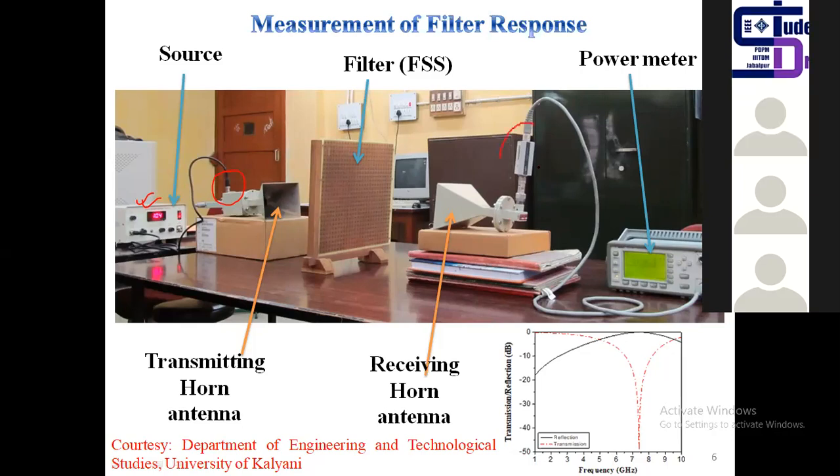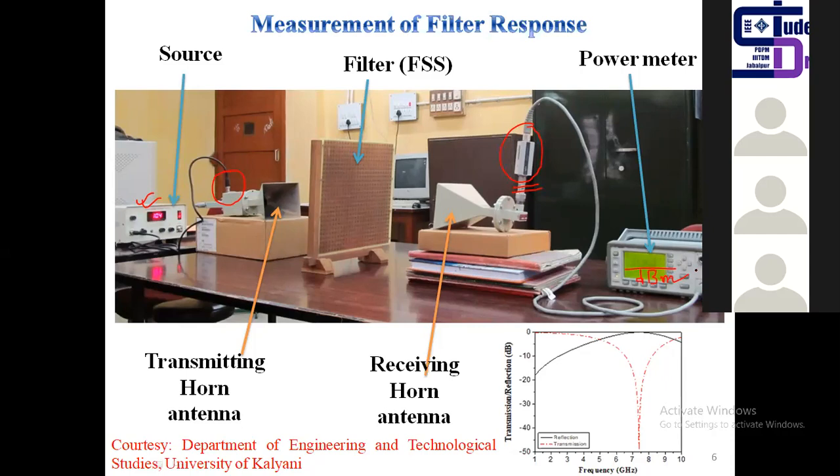If you do not have the power sensor, then you can see the spectrum, that is, the frequency spectrum. Otherwise, if you have the power sensor, then you can directly get the power. And the power is mostly read in dBm. Then you can convert it to dB, or even without converting, you can plot the graph.